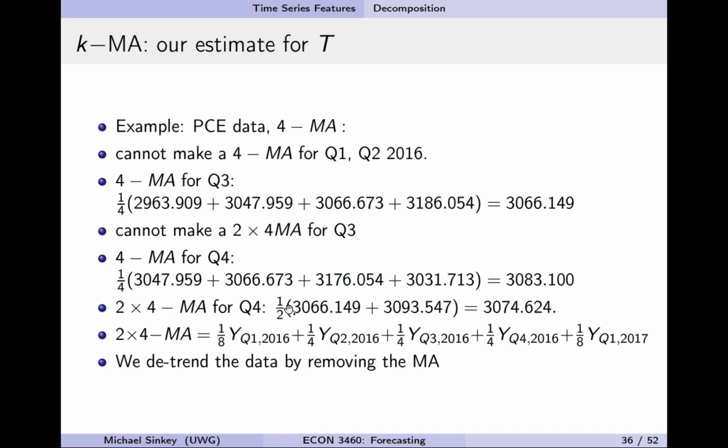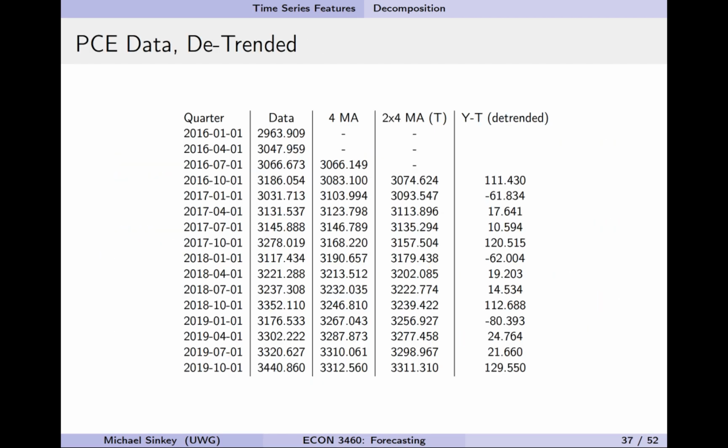Then if I average together those two averages, I will get, and this should be 3883.10, a 2x4 moving average. That 2x4 moving average will have just one observation each of quarter 1 of 2016 and quarter 1 of 2017, and 3 each of quarter 2, quarter 3, and quarter 4. So it will be centered on quarter 3. And if I go back through here and produce a 2x4 moving average, I actually have a symmetric forecast, and I could move those up a period.